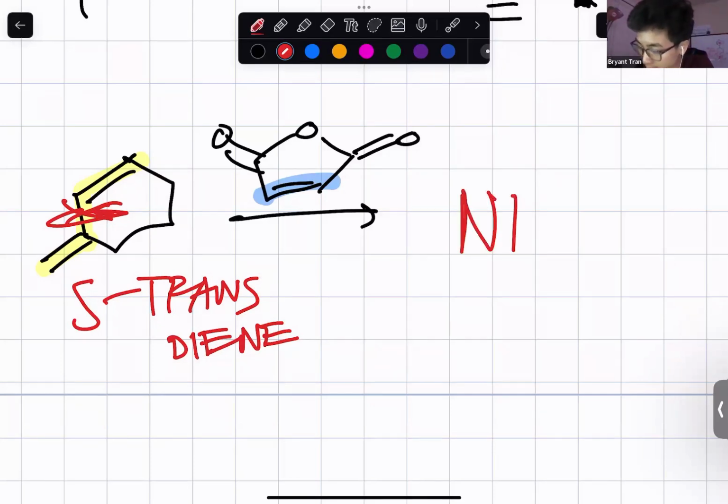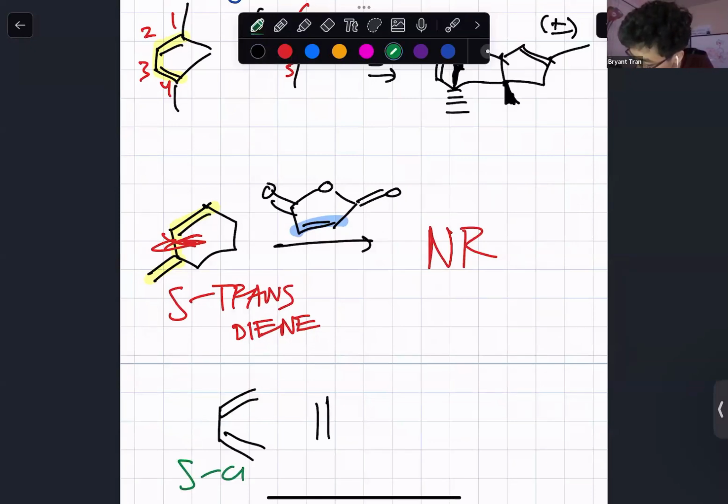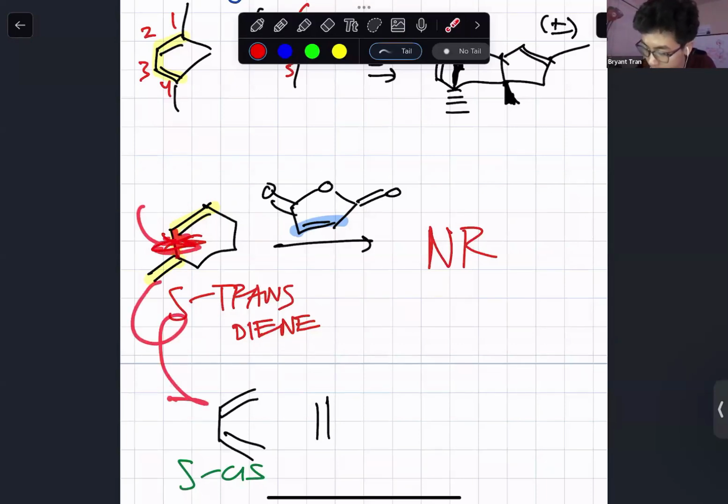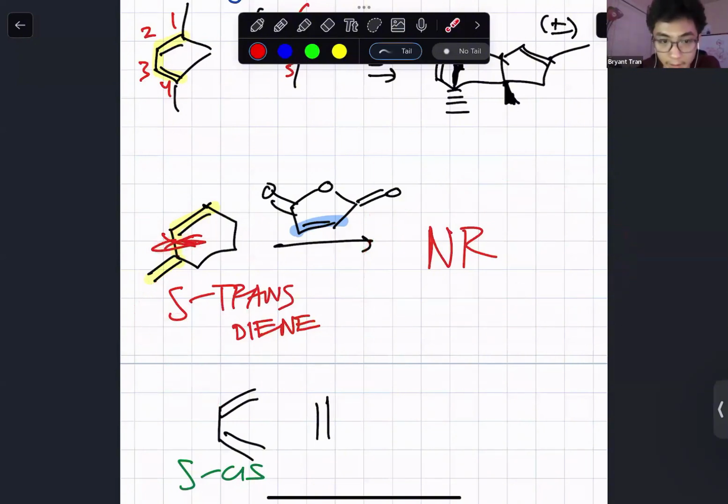So this is going to be no reaction, because Diels-Alder requires an S-cis diene reacting with a dienophile, right? This right here is an S-cis diene, but this configuration here is an S-trans diene, and because this single bond right here is stuck in a ring, and we cannot rotate that bond to the S-cis configuration, this is going to be no reaction, right? Because an S-trans diene will not give us a reaction for Diels-Alder.